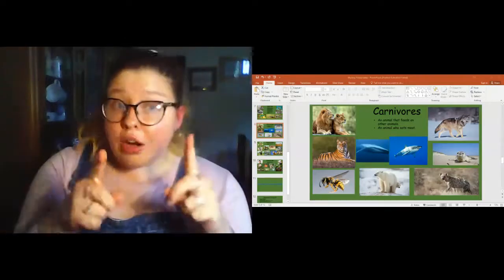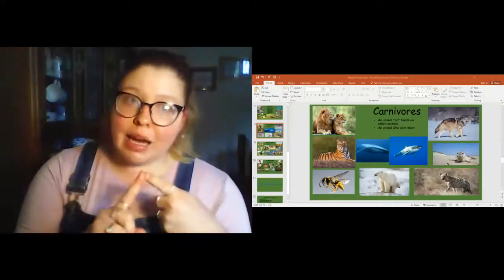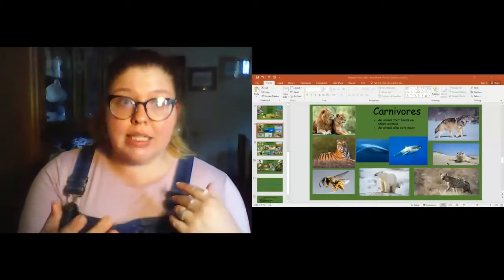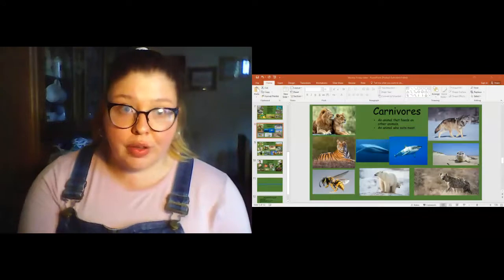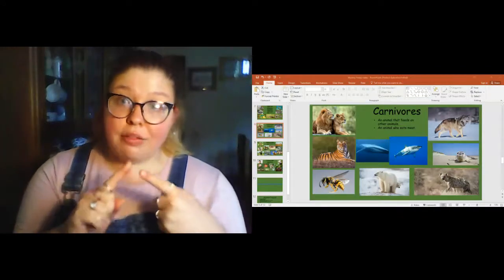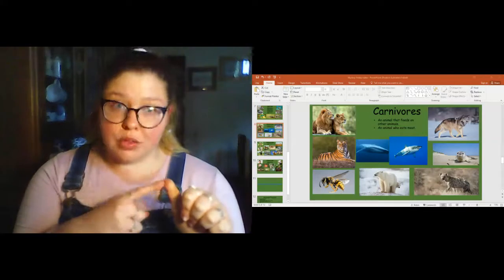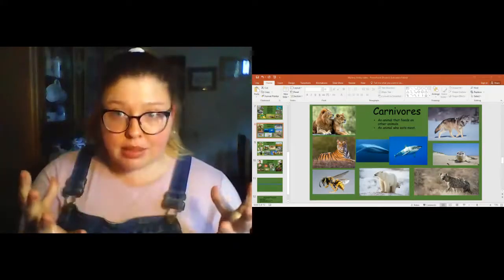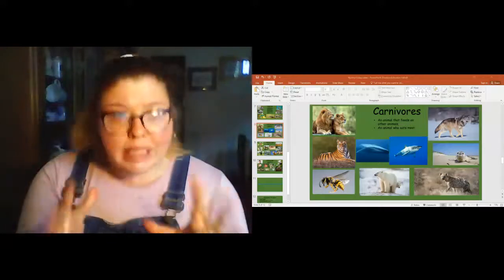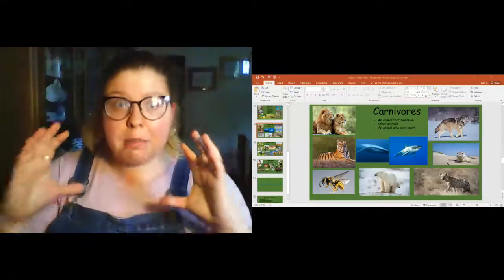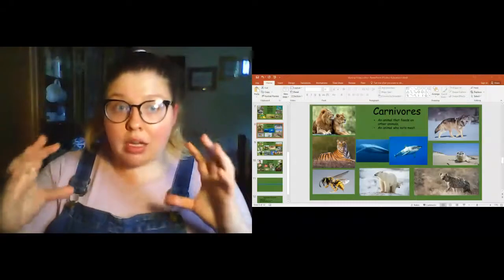Hyenas, they are also carnivores. They tend to scavenge, so they tend to follow lions around or other meat eaters and eat whatever is left over. Seals are also carnivores. They eat fish. And wolves are also carnivores, and they have a diet of only meat. Okay, so these are all carnivores, which means they only eat meat, which means they eat other animals.